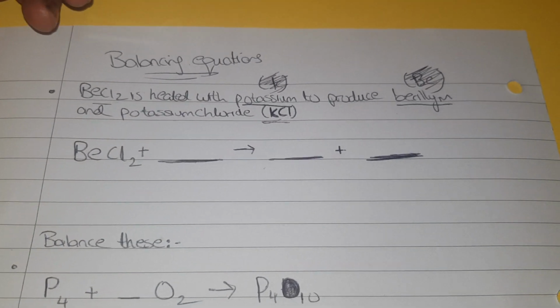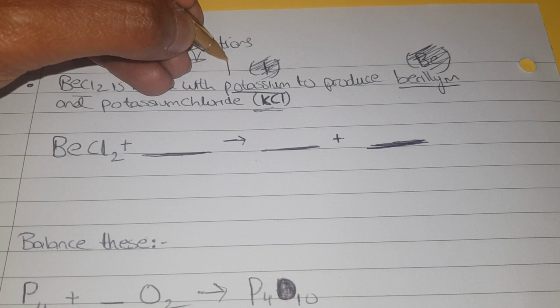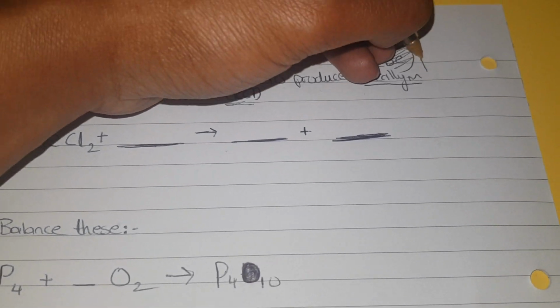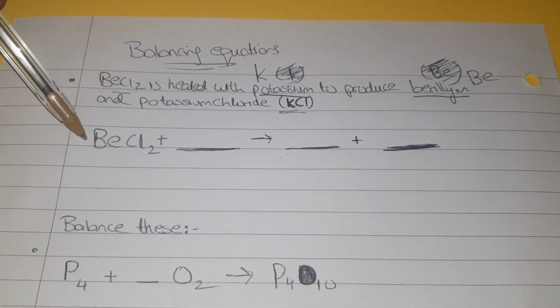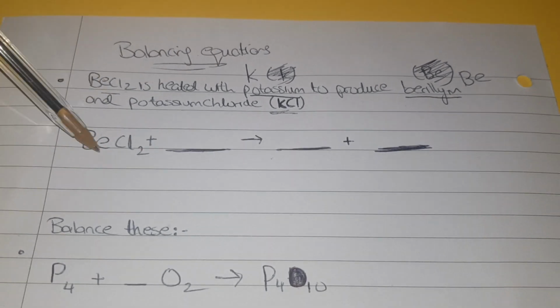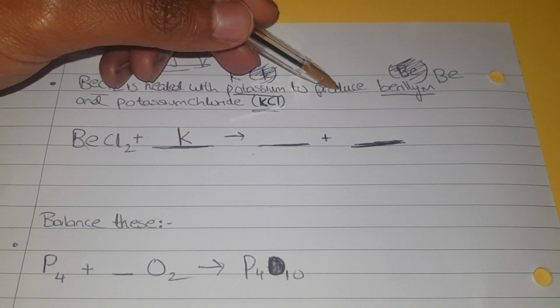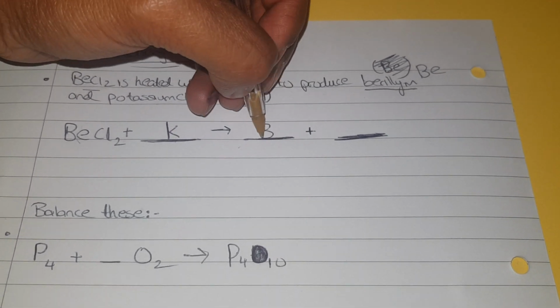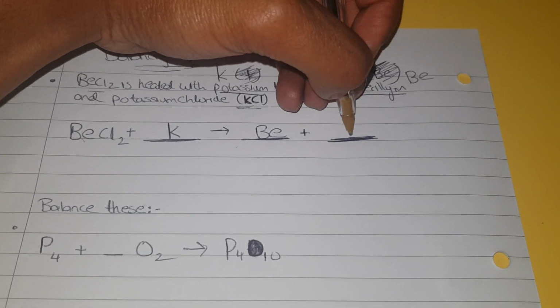But obviously, we have a periodic table. So you just look up the table. You find out that potassium is K. And then you find out that beryllium is Be. Yep, so let's just substitute everything in. So forget about balancing for now. This is there, this now goes there, because those two are heated together. And then what do we get? Beryllium, so we put Be. And then we get potassium chloride, which they've given us the symbol as KCl.